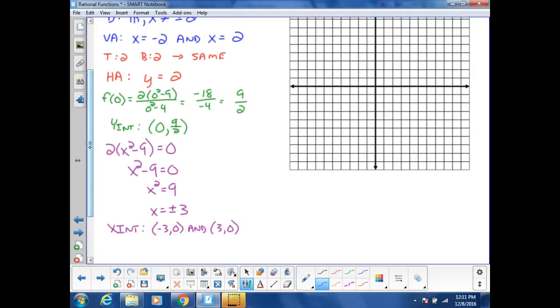What happened to the 2? I divided both sides by 2. Okay.